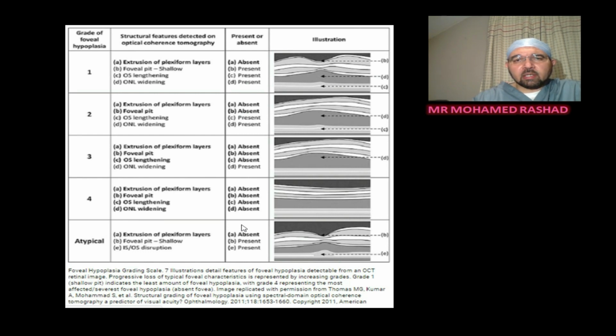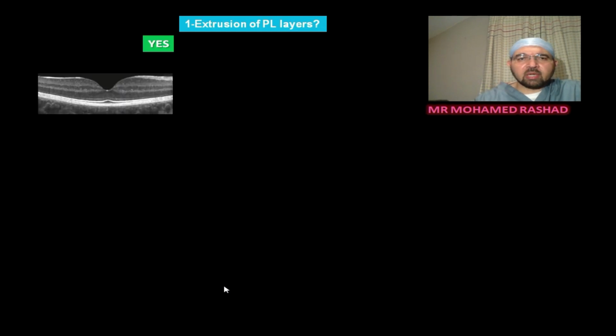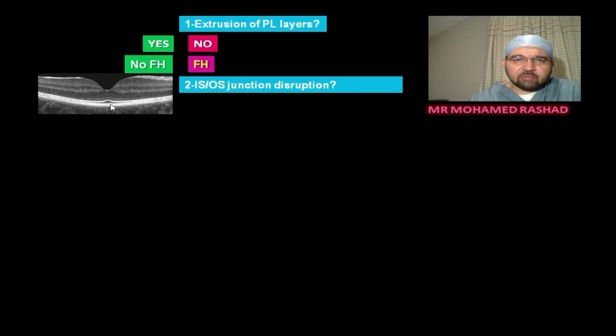There is a nice article as well in 2011 in Ophthalmology describing the grades of the foveal hypoplasia. To make it easier for us, you have to check the fovea if there is extrusion of the plexiform layer, the outer and inner layer, if they are not present in the foveola or the center part here. So this is not foveal hypoplasia. And if not, we are suspecting foveal hypoplasia.